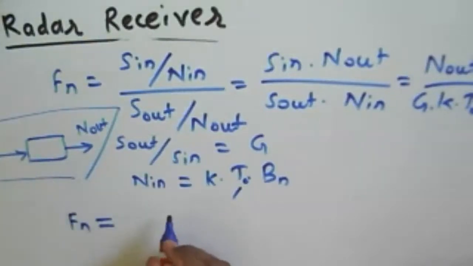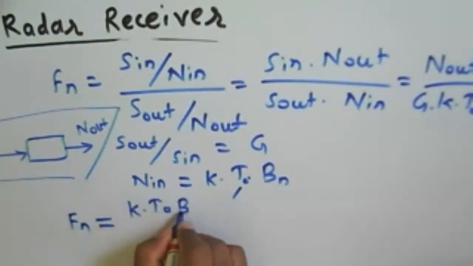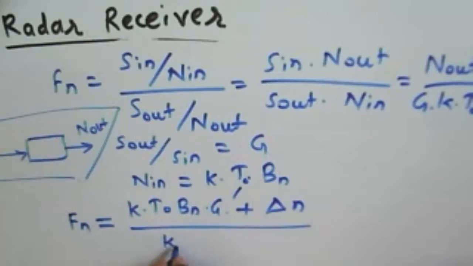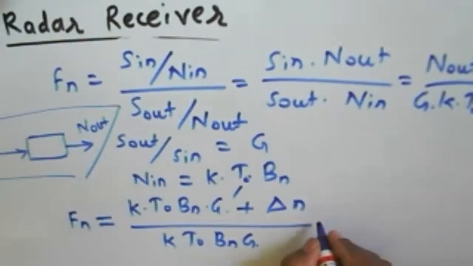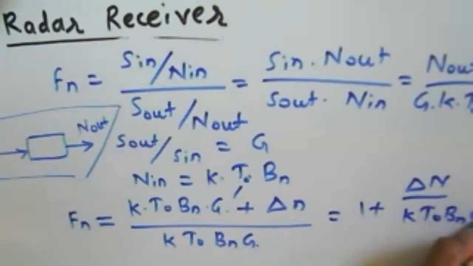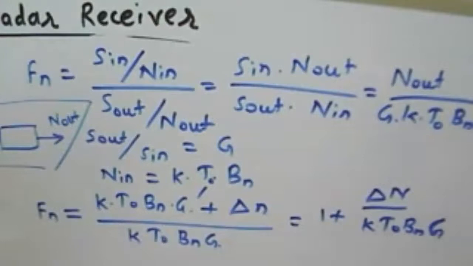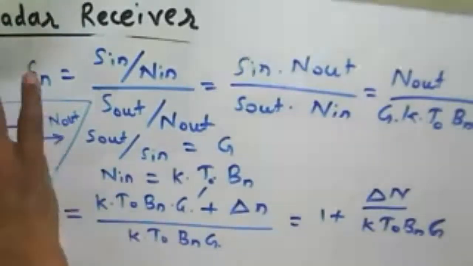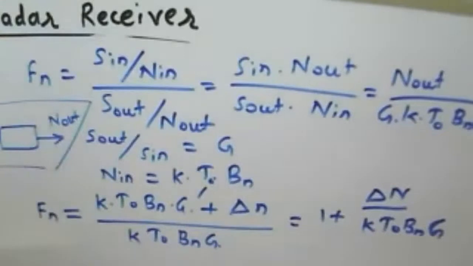So that's why we can rewrite this noise figure as k T0 Bn G plus delta N, over k T0 Bn G. If we solve it, we get 1 plus delta N divided by k T0 Bn G. That is about the noise, and this noise delta N is nothing but the noise produced or introduced by the internal component, or generated internally. So this is nothing but the noise figure. Fn is the noise figure.